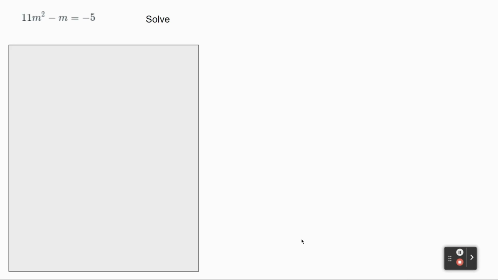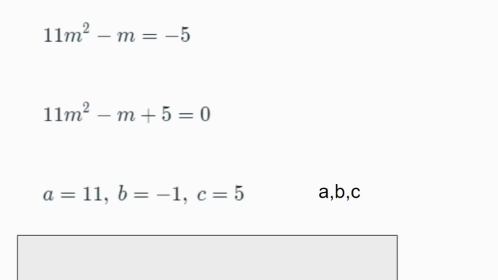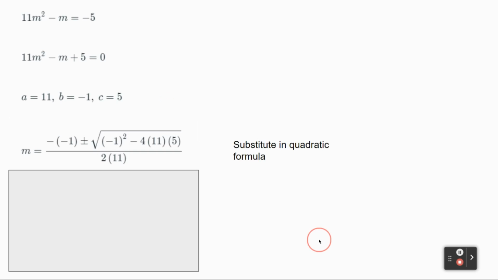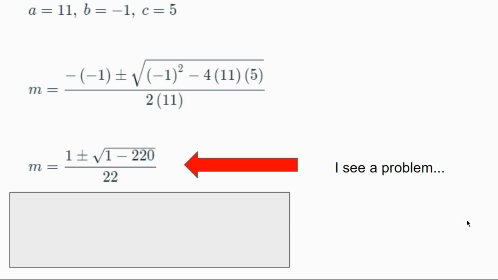Let's take a look at another example. We have 11m squared minus m equals negative 5, and we're going to solve for m. Again, set equal to 0, first step. Determine a, b, and c, and very slowly and carefully substitute those values into the quadratic formula. So we're going to get the opposite of negative 1. That's going to be positive 1. Negative 1 squared is going to be positive 1.